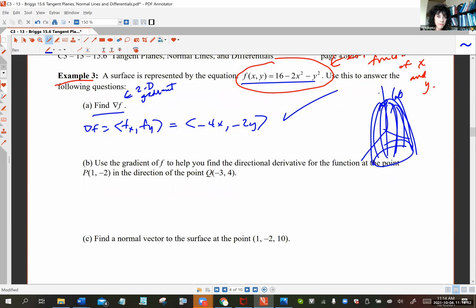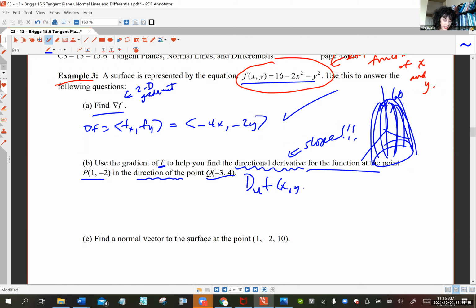Letter B. Use the gradient of little f to help you find the directional derivative. Remember, that's a slope for the function at this point, P, with coordinates 1, -2, in the direction of the point Q. Now remember, directional derivatives are found by taking a dot product of your gradient with a unit vector pointing you in the same direction where you want to find this slope. Well, they didn't give us a unit vector yet. We got to do it. So first we're going to form the vector PQ, terminal minus initial.